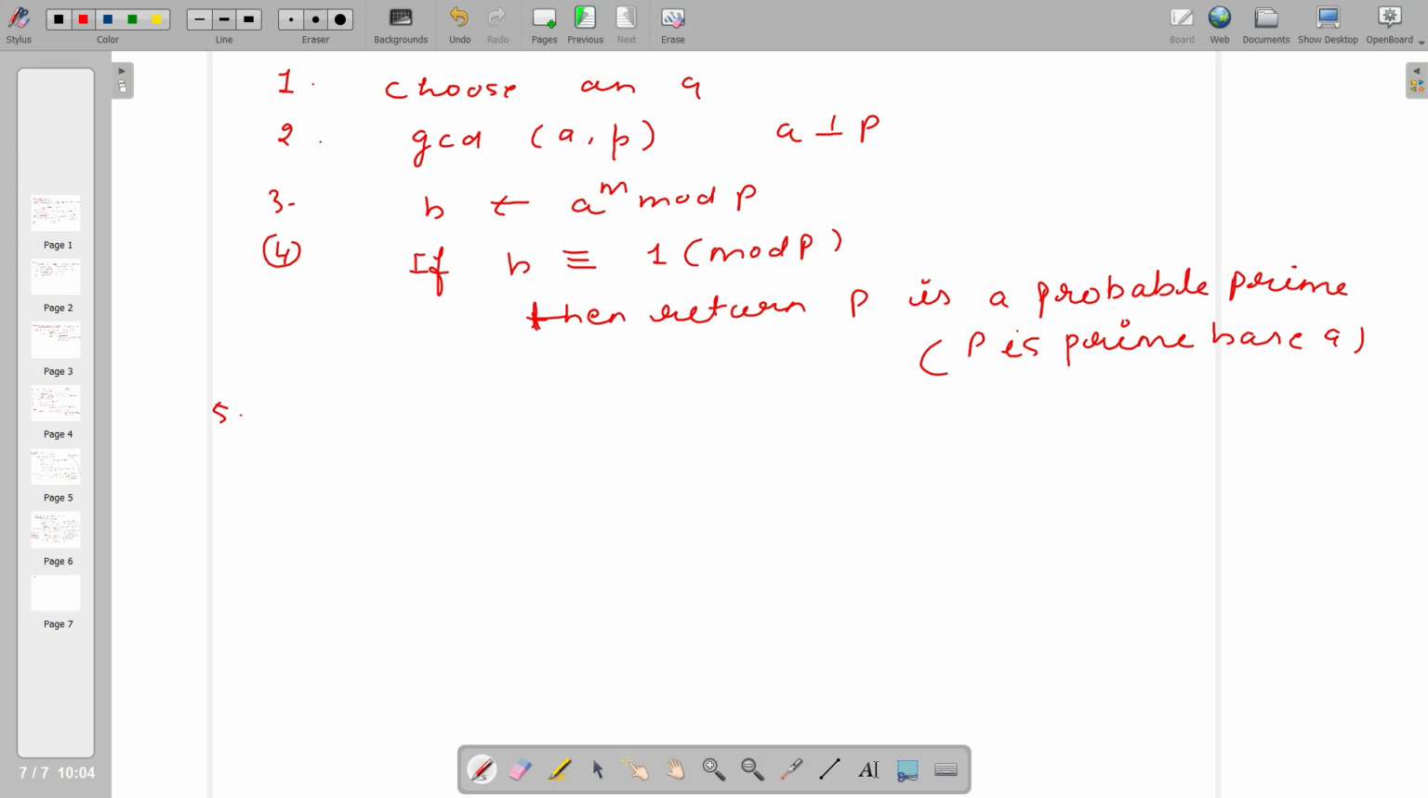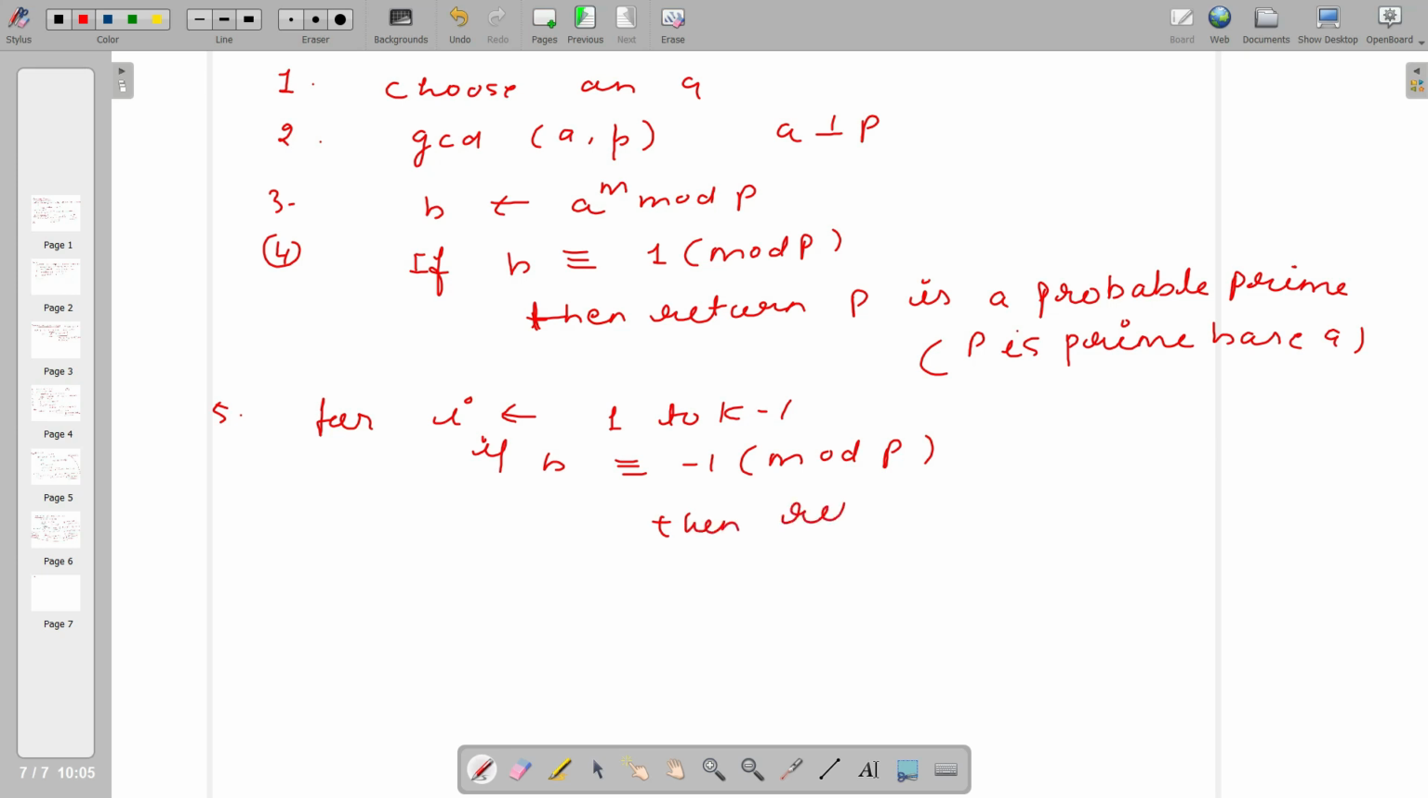Otherwise, we are going to check for all the numbers from i to k minus 1, because this is the power k minus 1. So for i equal to 1 to k minus 1, if b is congruent to minus 1 mod p for all numbers, then return p is prime.